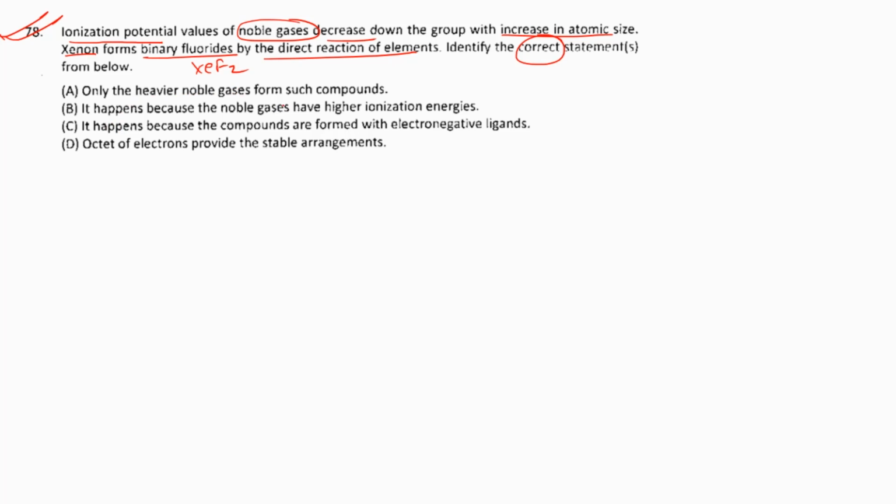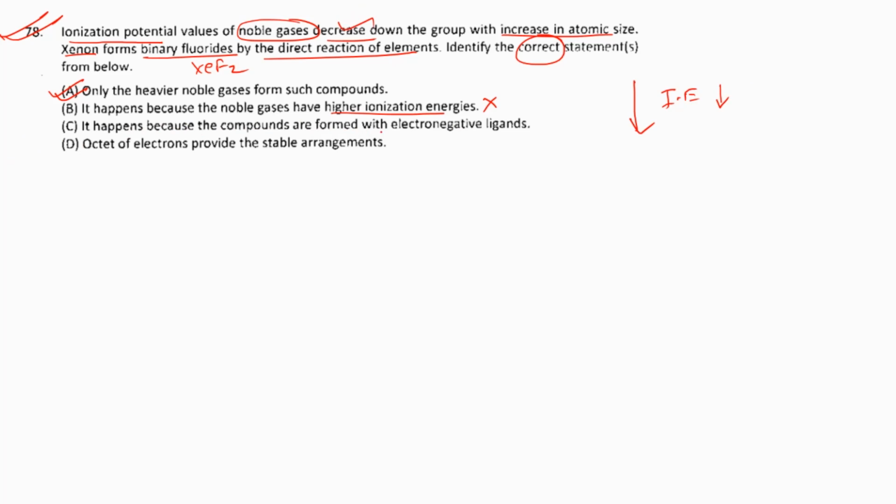Only the heavier noble gases form such compounds. Yes, because when it is a heavier noble gas, the atomic size is more. As its ionization potential is less, it is easy for the fluorides to react with it to form such compounds. So only the heavier noble gases can form such compounds. True. It happens because the noble gases have higher ionization potential. No, as we go down the group, the ionization enthalpy decreases, as said. So it is not because of higher ionization enthalpies.